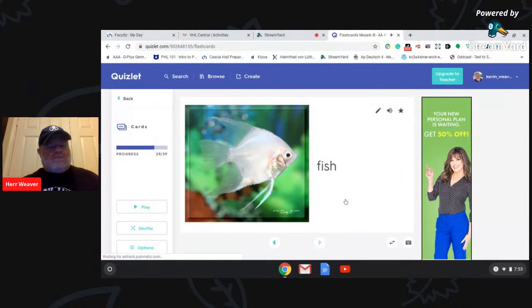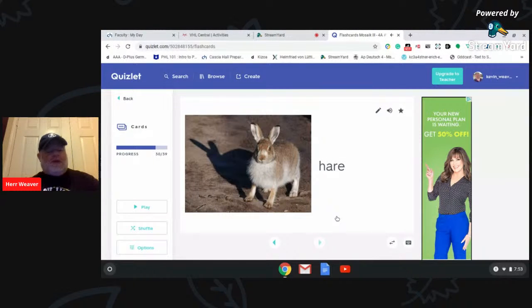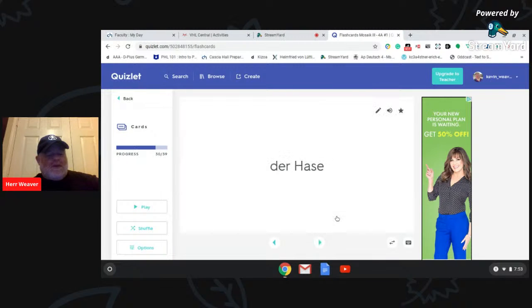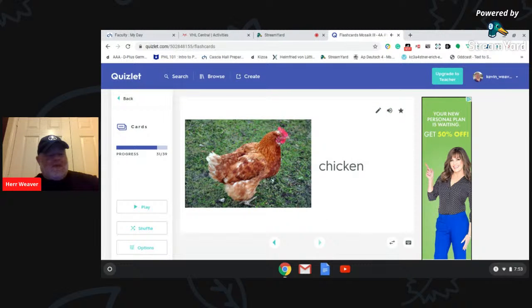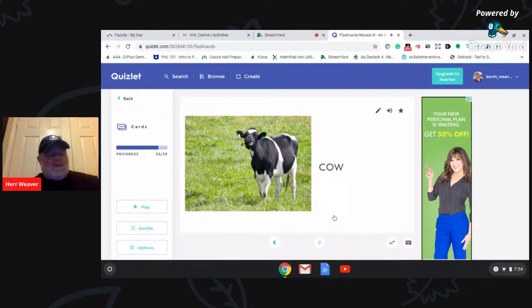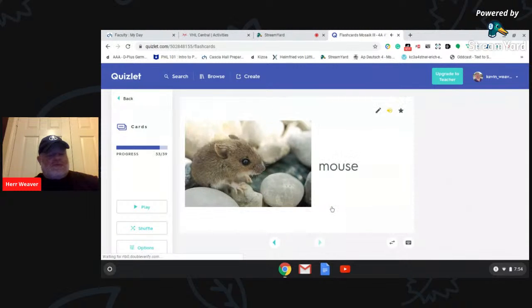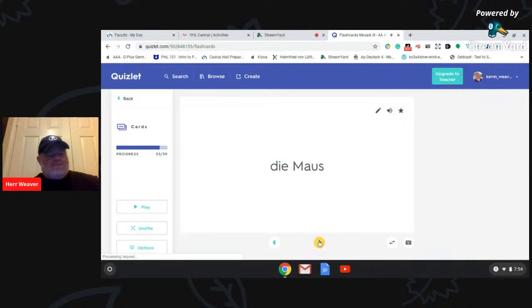Fish. Der Fisch. I think we've had that one too. A hare or a rabbit, right? This works with both. Der Hase. Chicken. Das Huhn. Cow. Die Kuh. Mouse. Die Maus.